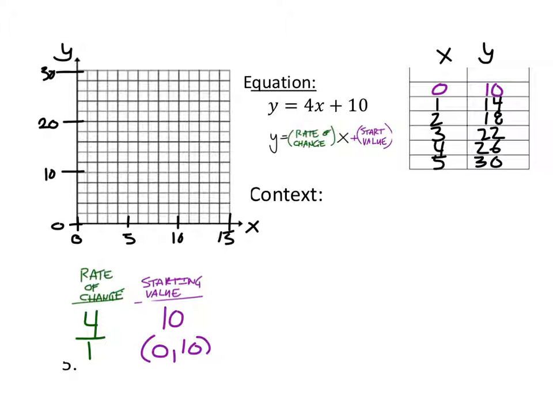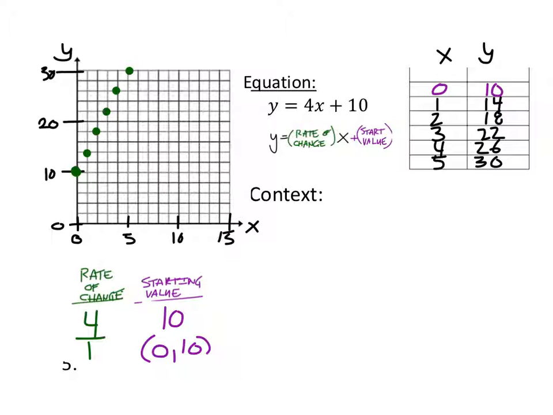From the table, I'll put these points on there. When x is 0, y is 10. There's a different color for that. When x is 1, y is 14. When x is 2, y is 18. When x is 3, y is 22. When x is 4, y is 26. And when x is 5, y is 30. Now, whether we need to connect these points or not, we don't know yet because we don't have a context for it. So I will make one up, whether you guys like it or not, sorry.